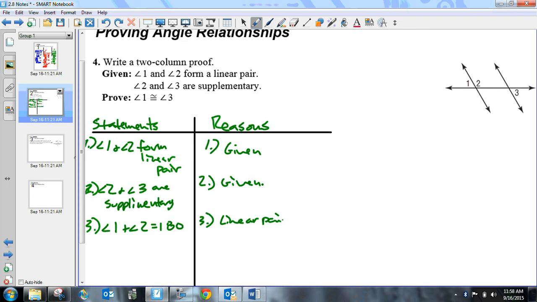Linear pair definition. Now the other thing I can say about step 2 is that if these two angles are supplementary, then these two angles also add up to 180. Linear pair and being supplementary are the same thing. Supplementary means they add up to 180. So this is the definition of supplementary angles, with some abbreviation.